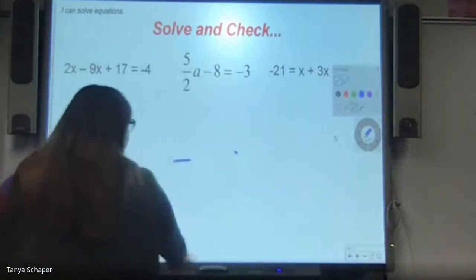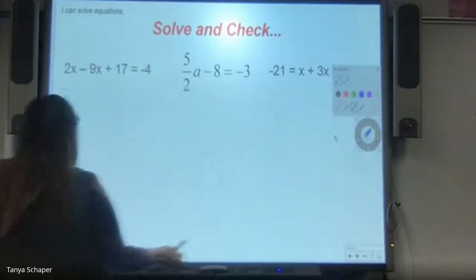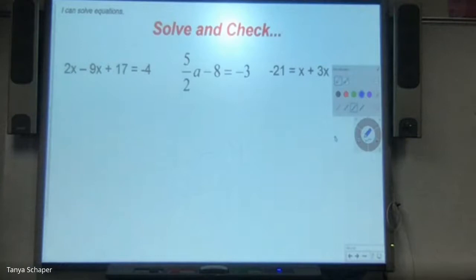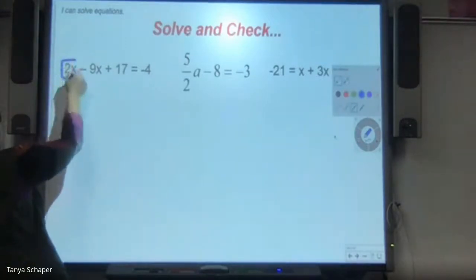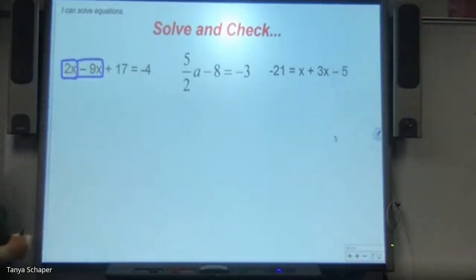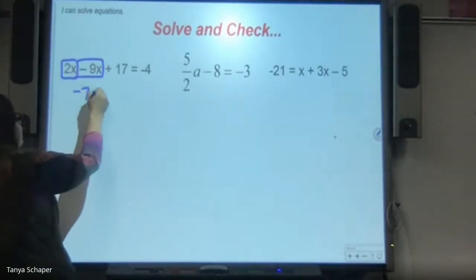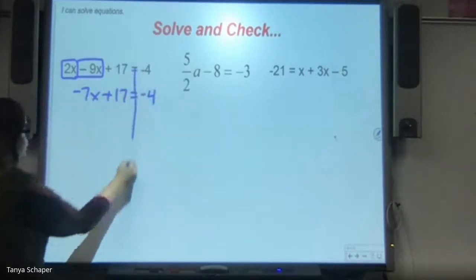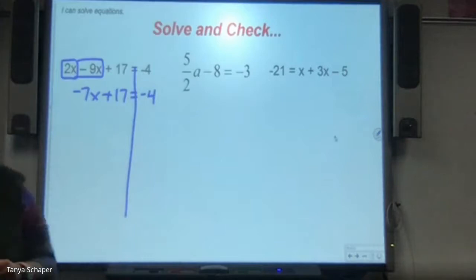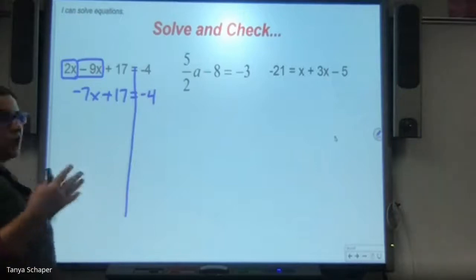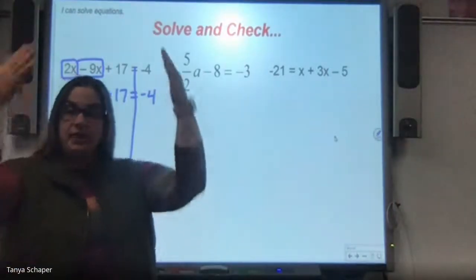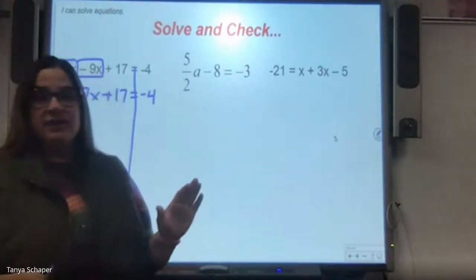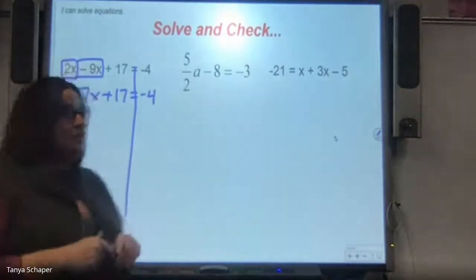So what we're going to do is we are going to first simplify. And when I look at this one, I have two like terms that I can simplify. 2 minus 9 is negative 7x, plus 17 is the same as negative 4. If you like to draw your line down the center, go for it. Whatever helps you out, I want you to do that. And remember, we're solving equations vertically. Very few things I require you do them a certain way. This is one of those.